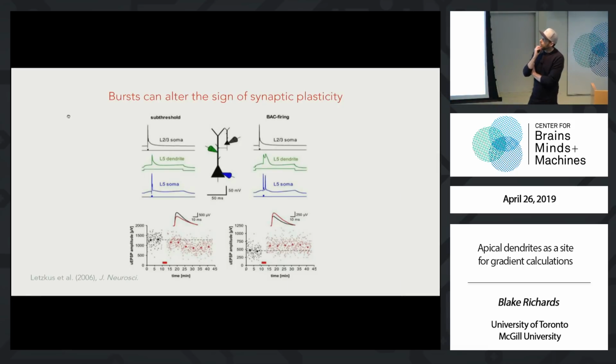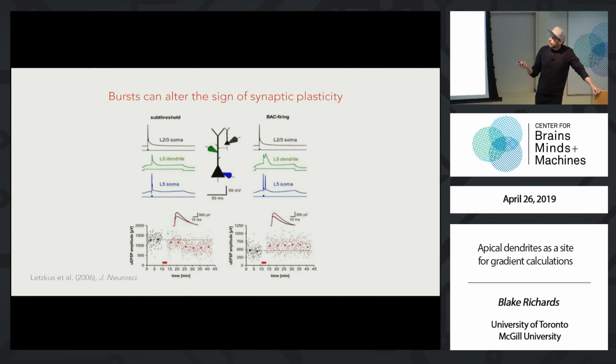Okay, so one of the things that is also interesting about the physiology of apical dendrites is that when we look at the impact of bursts on plasticity, they seem to be able to regulate the sign of synaptic changes. This was a set of experiments from Letzkus back in 2006, but a series of other experiments, more recently from Jeff Magee's lab and also Anthony Holtmaat's lab, have demonstrated that nonlinear plateau potentials really are good at regulating plasticity in pyramidal neurons.